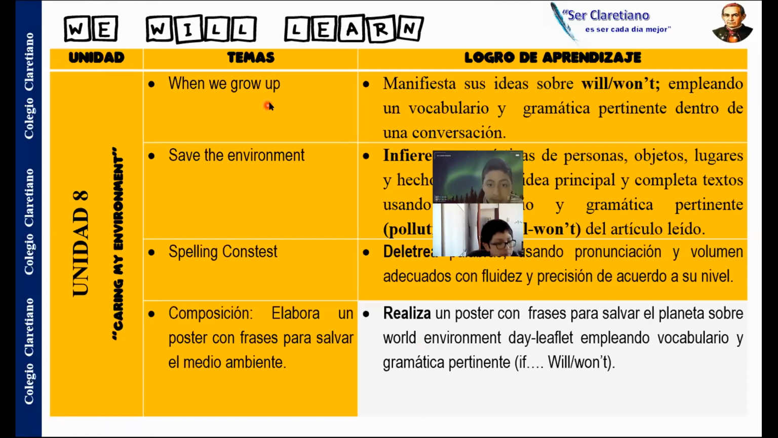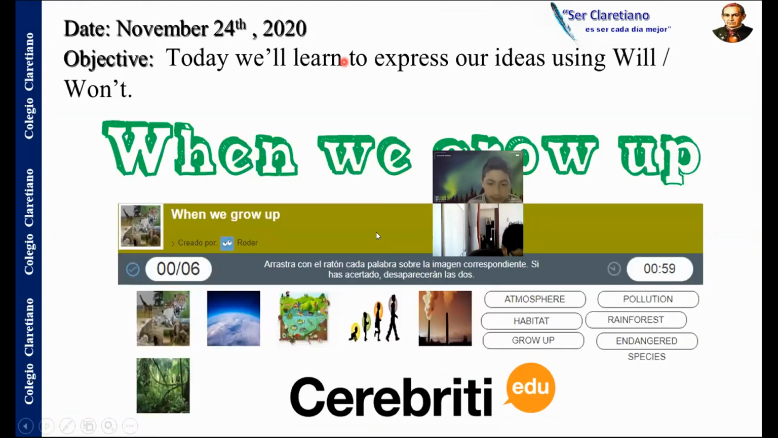Obviously, we are going to use the future tense. We are going to identify information in the platform. We continue with a spelling contest, and finally, your composition. You are going to create a poster. Today we are going to participate and express our ideas using will and want, the future tense, about what you can do to save the planet.